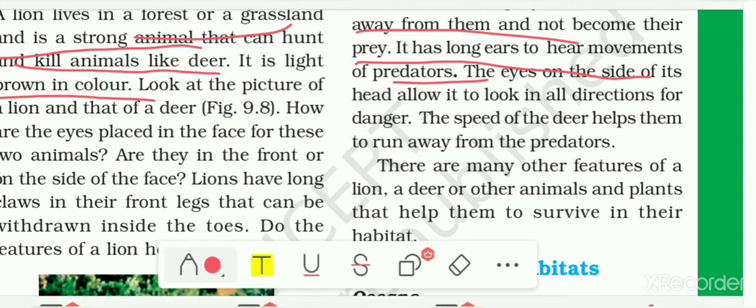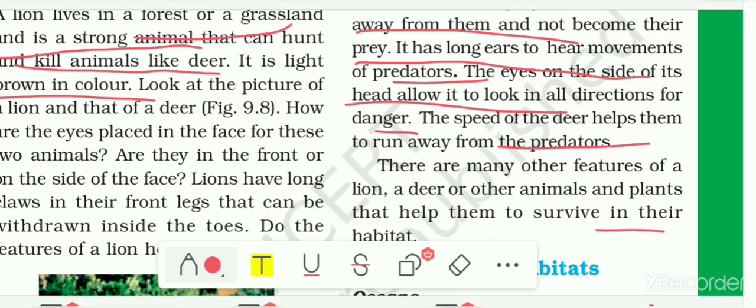In deer, the eyes are on the sides of the head. This allows it to look in all directions for danger. Other than that, their speed is also fast, and this speed helps the deer to run away from the predators.